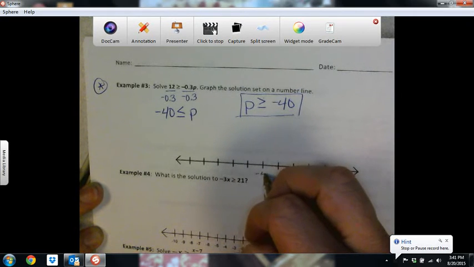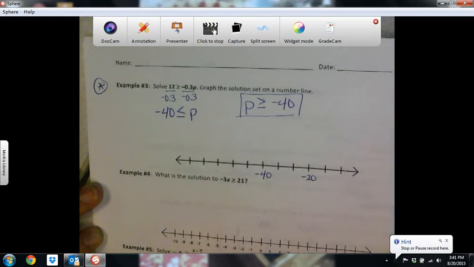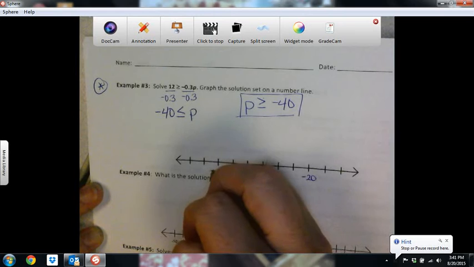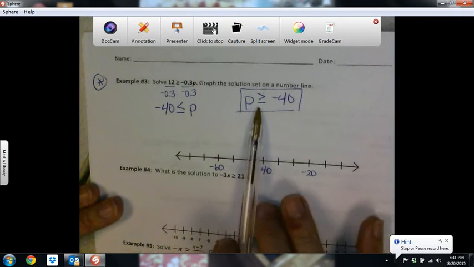Now, in this case, I need to actually put some numbers on the number line. So I'm going to put negative 40 here in the middle. Maybe I'll add negative 20 over here. And then I counted out 1, 2, 3. So 1, 2, 3, and call this negative 60. You don't have to be real specific with your number line.